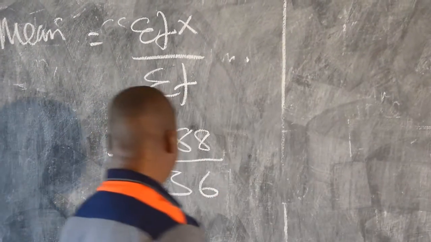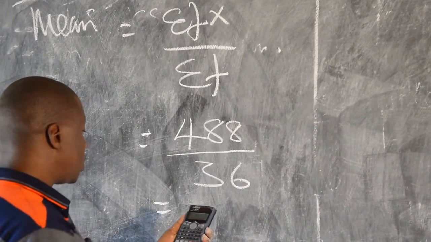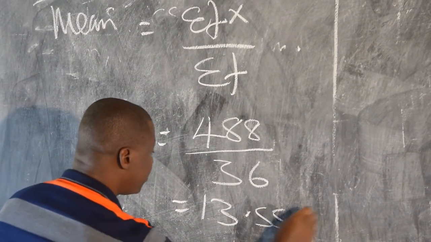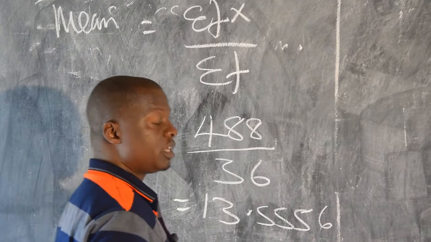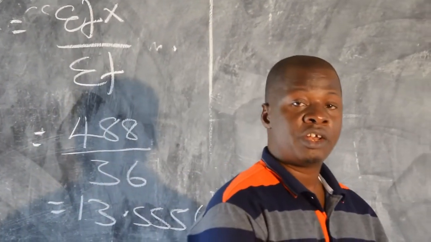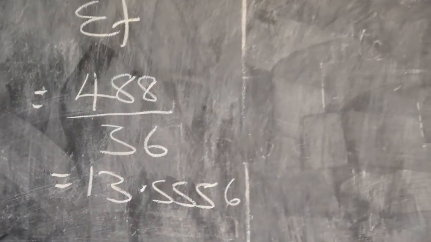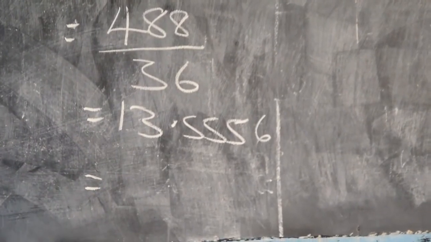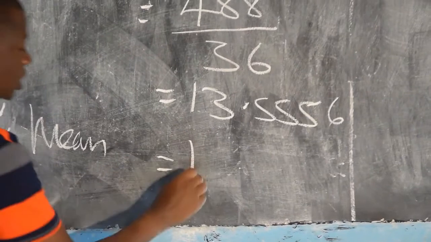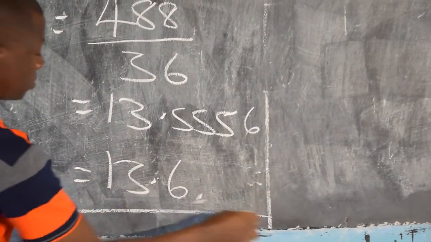488 divided by 36 gives you 13.555 recurring. You should write to 4 decimal places or 3 decimal places. Finally, we can conclude by saying that our mean is equal to 13.6. This is to 1 decimal place.